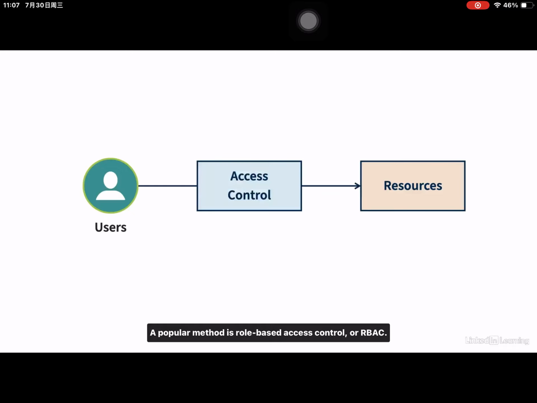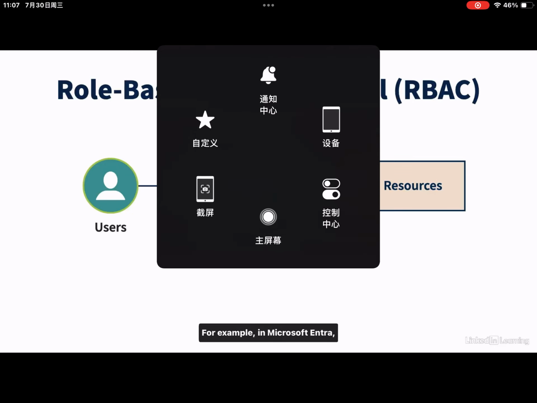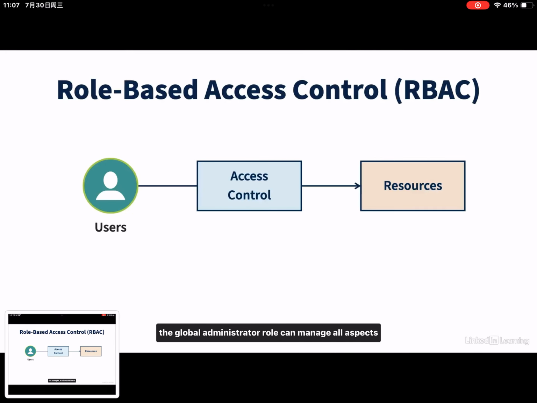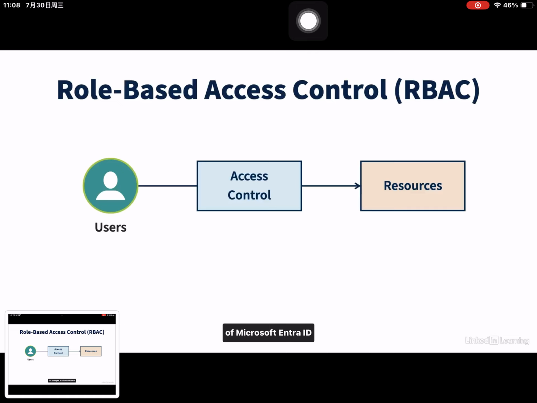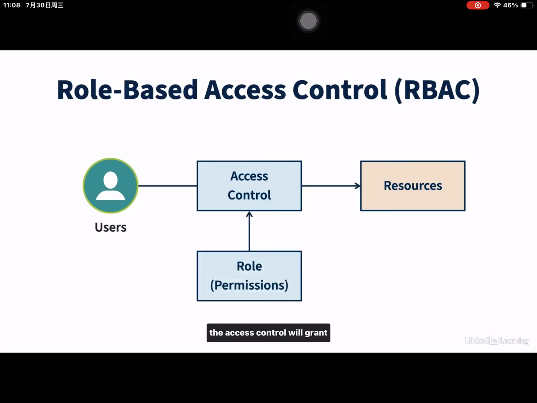A popular method is role-based access control, or RBAC. To do that, you first need to define a role. A role is a collection of permissions. For example, in Microsoft Azure, the Global Administrator role can manage all aspects of Microsoft Azure ID and the Microsoft services that use Microsoft Azure ID. The Global Reader role can read everything that a Global Administrator can, but can't make any changes. Based on the role assignments, the access control will grant or deny the requested actions on the resources.